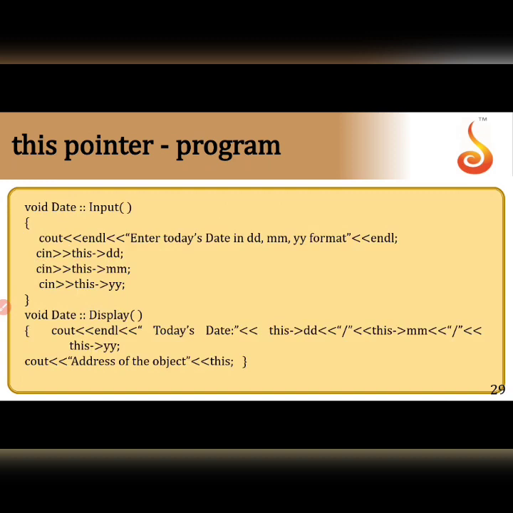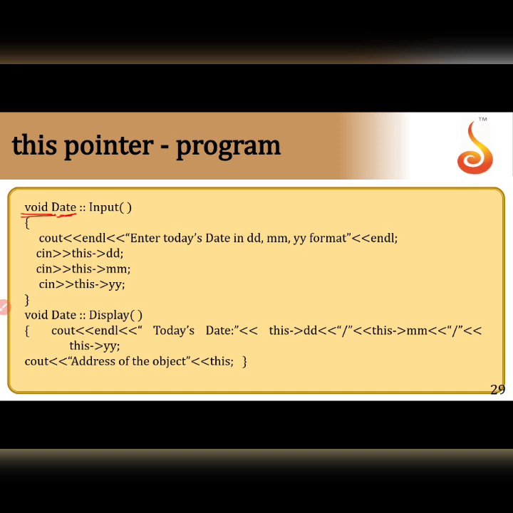After that, I finished my class. I declared input and output. I need to define it outside the class. How do I do that? Return type of the function, which is nothing but void. Name of the class to which it belongs is Date. Scope resolution operator and input. So the return type of the function, name of the class to which it belongs, scope resolution operator and name of the function.